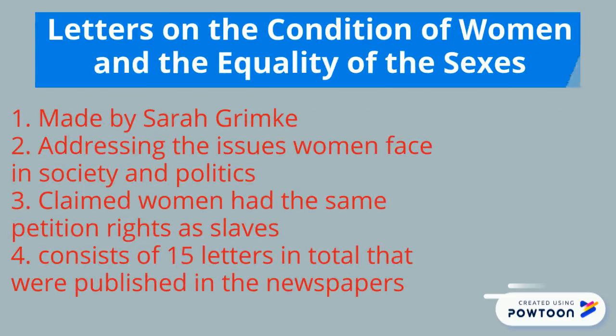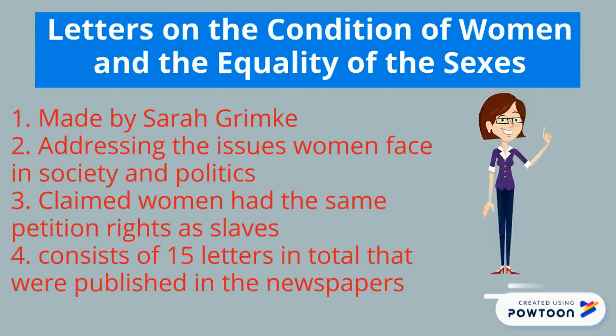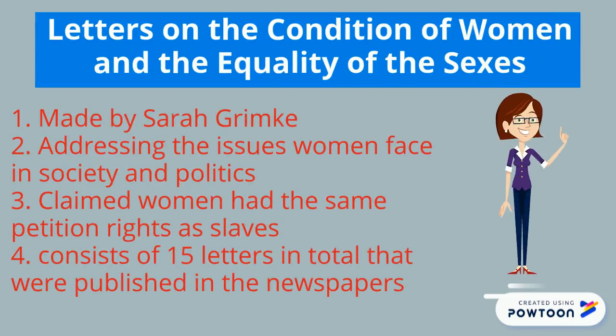The letters on the condition of women and the equality of the sexes were a total of 15 letters by Sarah Grimke that were published in the newspaper. They addressed the issues women faced in society and politics and claimed women had the same petition rights as slaves.